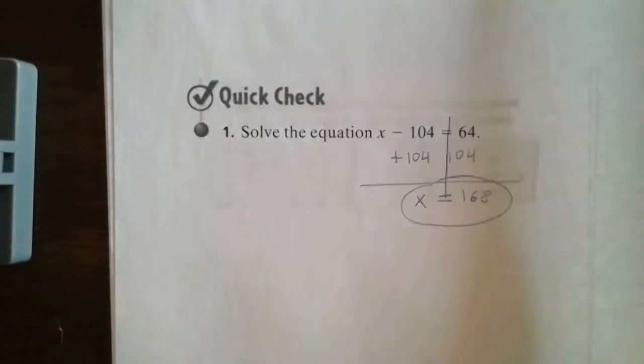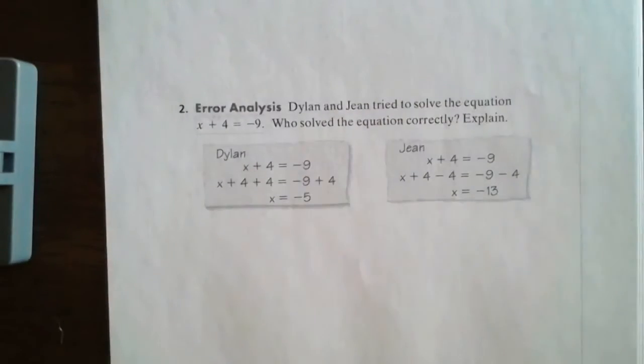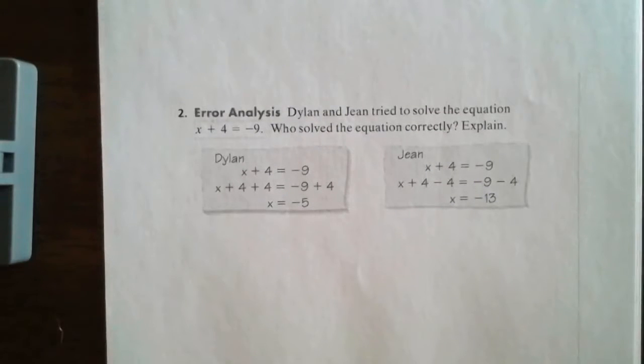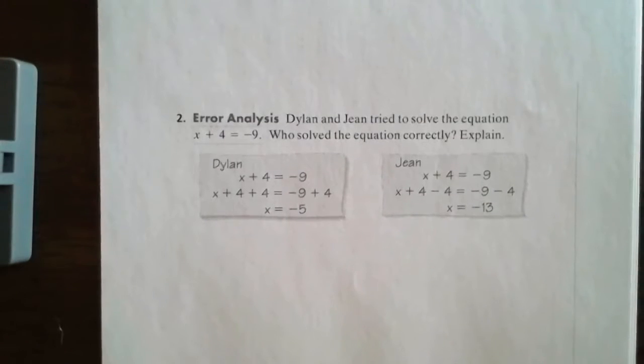So now let's look at what we do when my equations have a positive sign. Okay, so this is a little bit different problem. I'm not asking you to solve it. I just want you to figure out what the problem is with this one. Look at it. Okay, did you figure it out? Who is right, Dylan or Jean? That's right, you're correct, it's Jean.